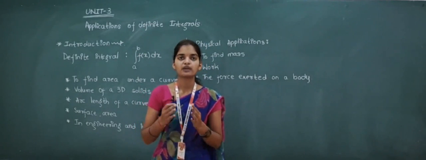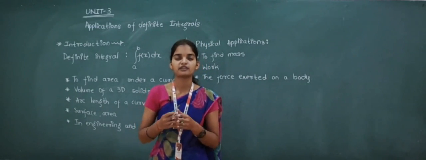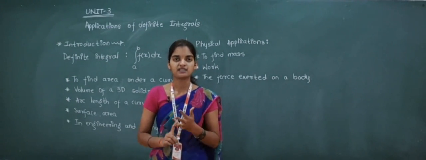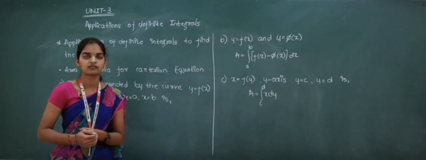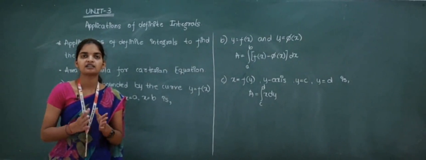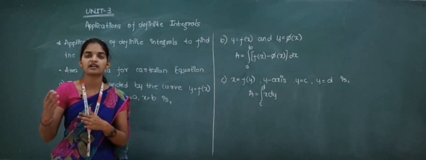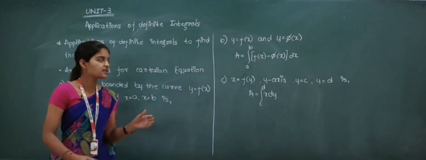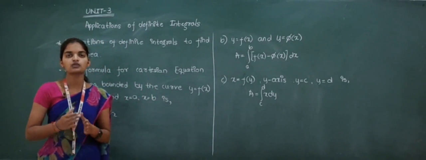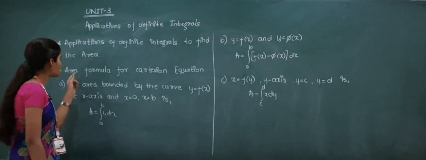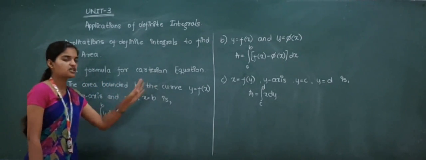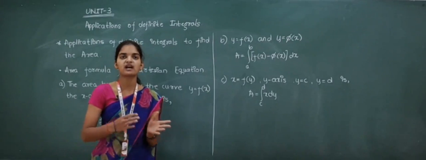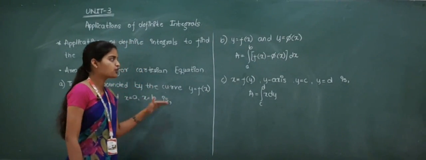And in this chapter we are mainly going to study applications of definite integrals to find arc length, area, volume and surface. So let us see that. To get the area under a curve, that is the area bounded by a curve, we have formulas. Before solving the examples, let us see the formulas we use to get the area. First is the area formula for the Cartesian equation. For the Cartesian equation, polar form and parametric forms, we have different formulas. We will discuss all of those.